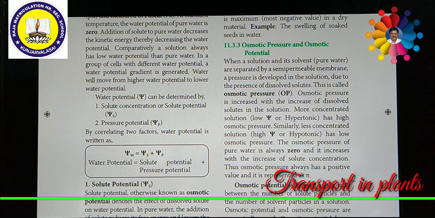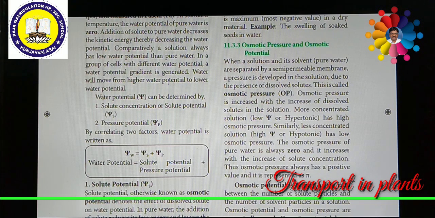Now you might understand what water potential is. It is the potential energy of water possessed by its nature. The water potential of pure water is zero. If we add any solute, the water potential decreases, that is, it has a negative value. So the water potential of a solution is negative, and that of pure water is zero.